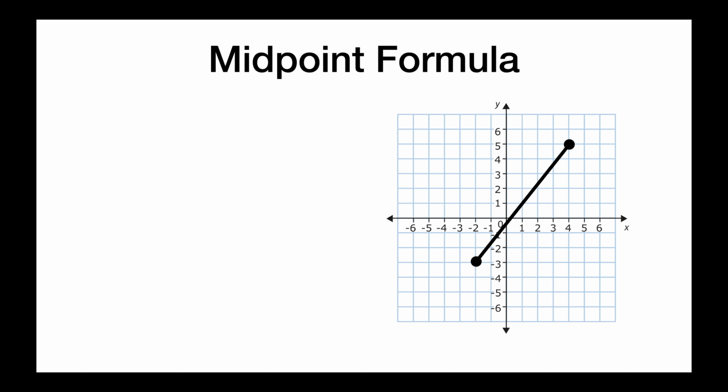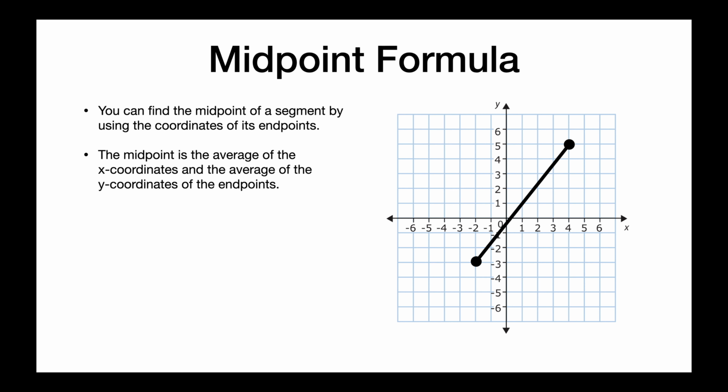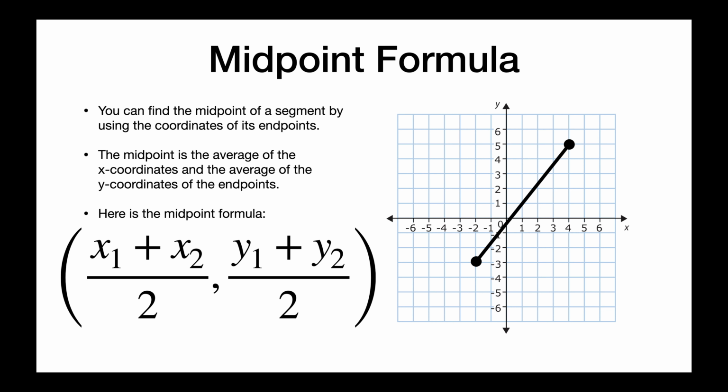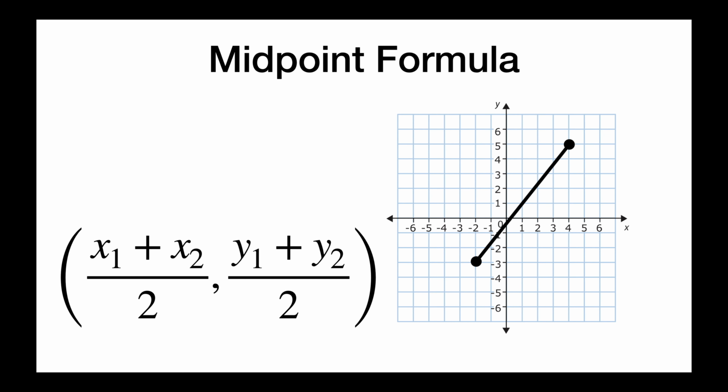So now let's talk about the midpoint formula. You can find the midpoint, or the middle, of a segment by using the coordinates of its endpoints. The midpoint is the average of the x-coordinates and the average of the y-coordinates of the endpoints. So here is our midpoint formula: x1 plus x2 divided by 2, and y1 plus y2, meaning the y value on the first and second point, divided by 2. So let's try that in this case.